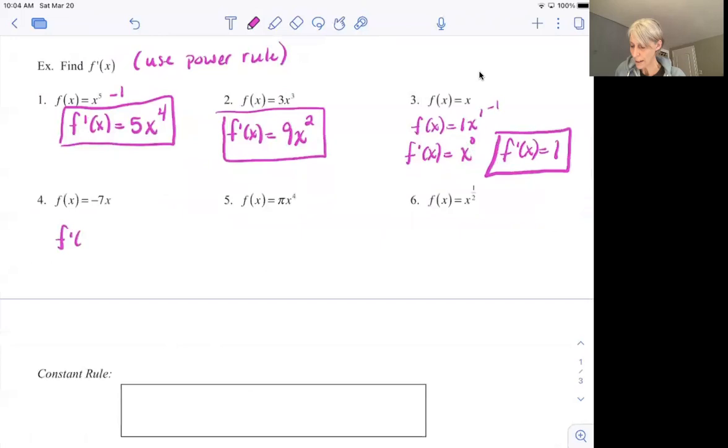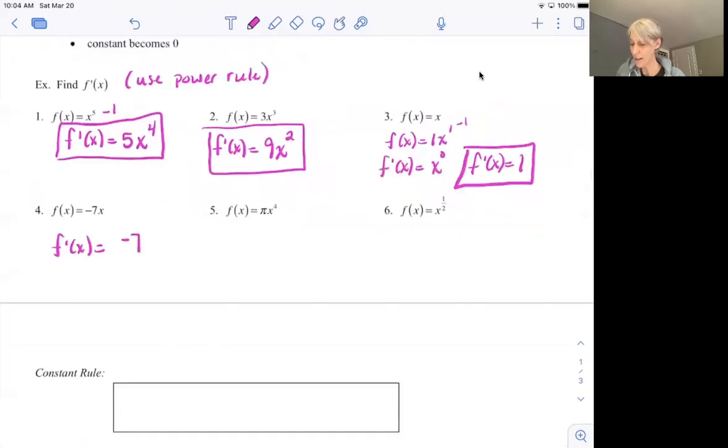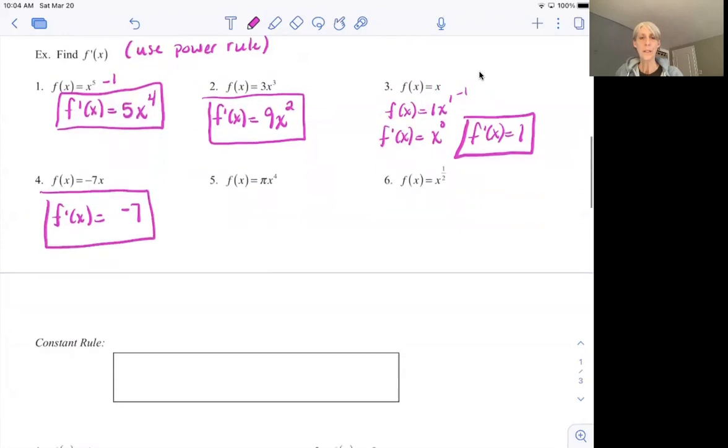So f prime of x, instead of going through all that nonsense, f prime of x is just negative 7. Let's say we have something like pi in front of our variable, pi x to the fourth. Remember, pi is a number, so we treat it like a constant. So f prime of x is going to equal 4 times pi, which is just 4 pi x cubed.